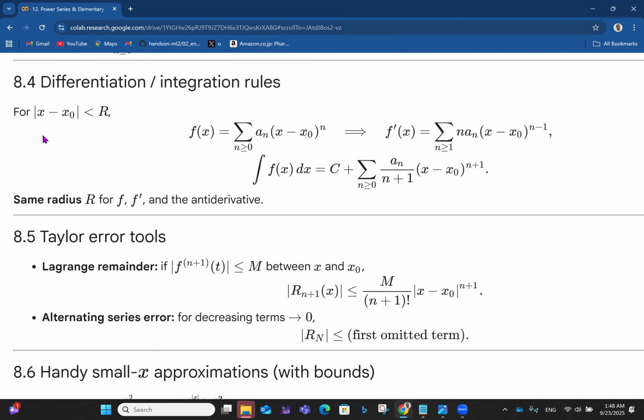So for absolute value of x minus x naught less than r, you have f of x equals summation over n greater than or equal to 0 of a_n times (x minus x naught) raised to n, which implies that f prime of x is summation from n greater than or equal to 1 of n times a_n times (x minus x naught) raised to n minus 1. And then the integral of f of x dx equals c plus the integrated series. We've seen this a couple of times. And then they have the same radius for f, f prime, and the antiderivative, that's the integral.